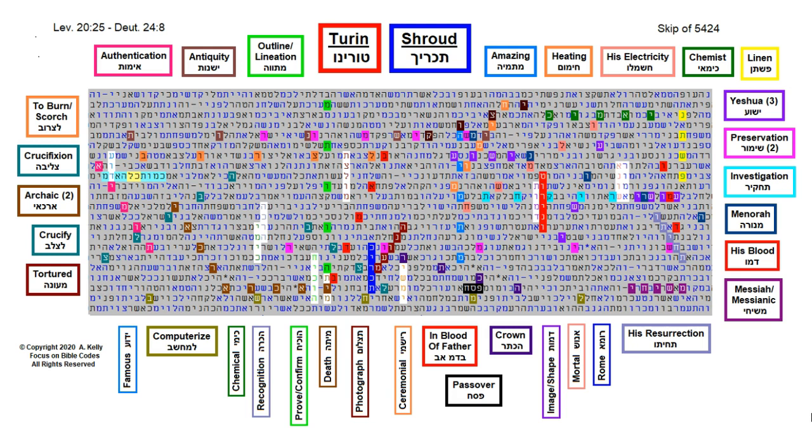Today I'd like to show you a Bible code about the Shroud of Turin, and this shroud is kept in the Cathedral of St. John the Baptist in a city called Turin in Italy. Turin is here in the red, going down, and Shroud is in the blue, the same exact skip, going up. And that skip is 5,424. And so it is in a Roman church right now, and Rome is here in the blue, going down.